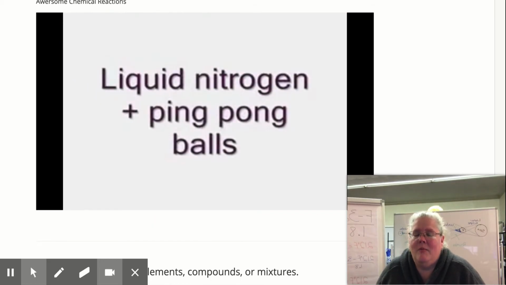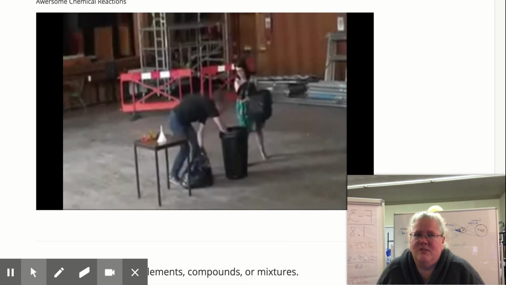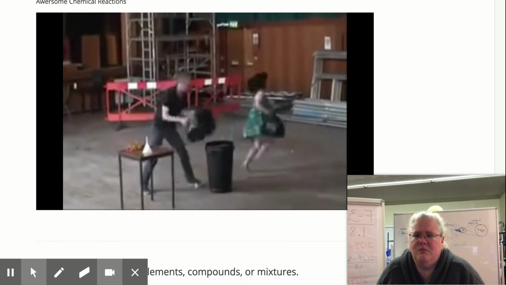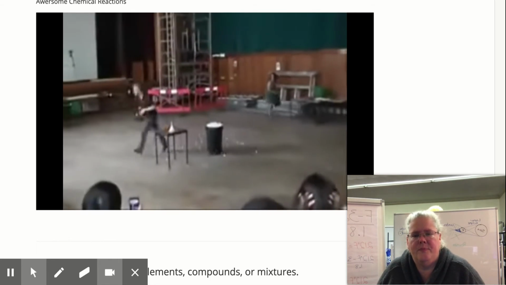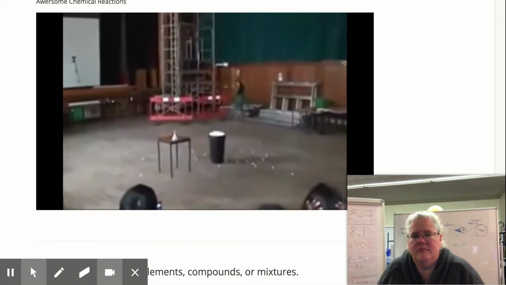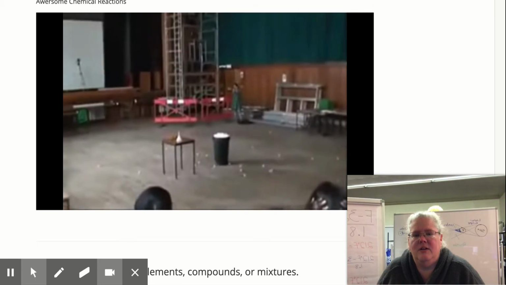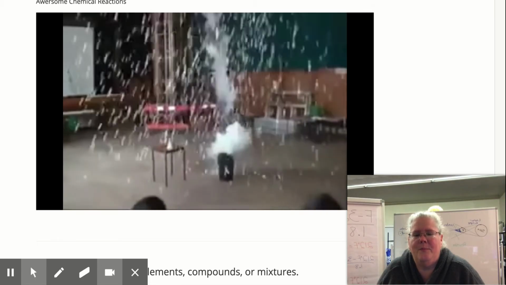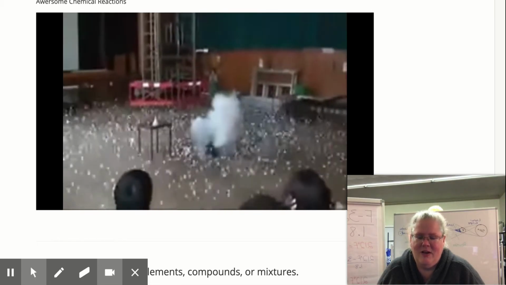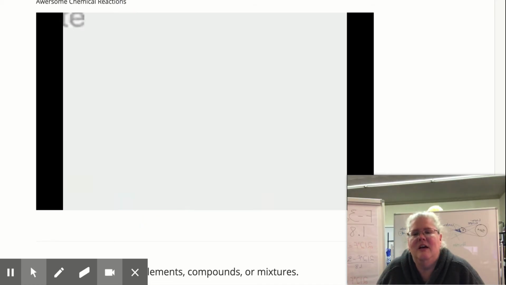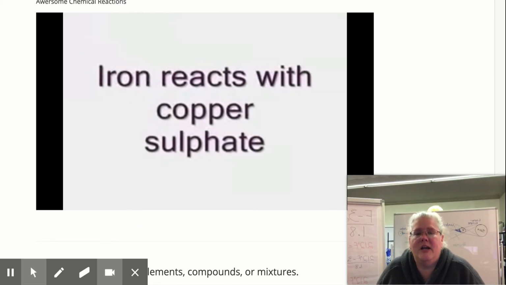Liquid nitrogen and ping pong balls. Please do not try this at home. Please, you really can't get liquid nitrogen at home, so don't. And there, she's about to blow. There we go. There's a reason why you don't do this at home, but how cool is that reaction? These are all chemical reactions. Iron reacts with copper sulfate.